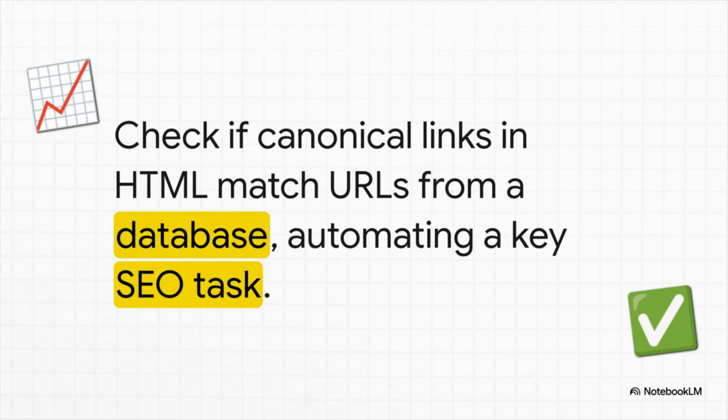And now we're really scaling things up. Mission: audit SEO. You could connect to a database, pull a whole list of URLs, and then programmatically check every single one to make sure their canonical links are set up correctly. This shows how BeautifulSoup goes from a simple script to a core part of a real professional workflow, automating those tedious checks and saving a massive amount of time.